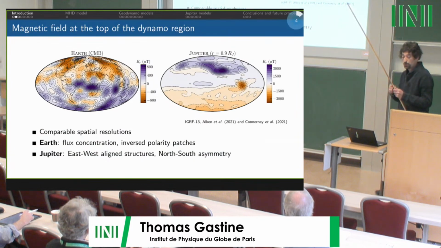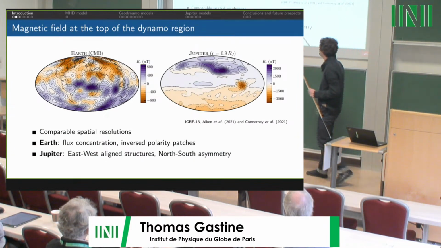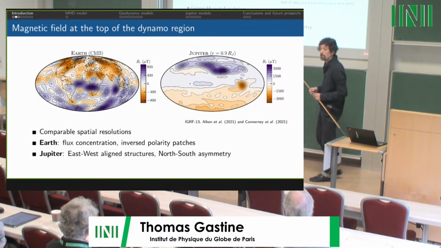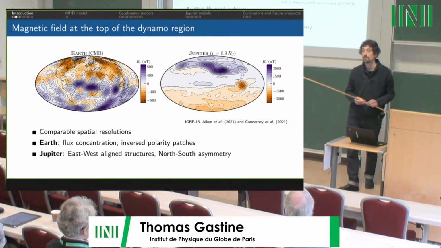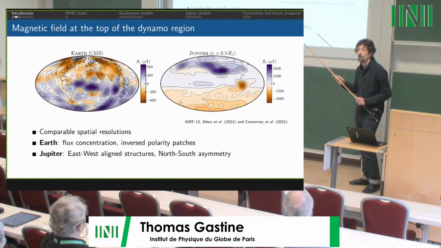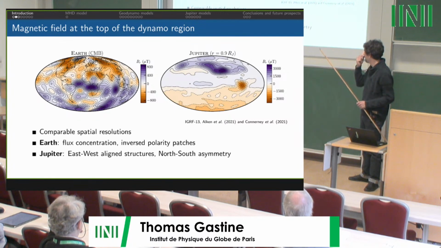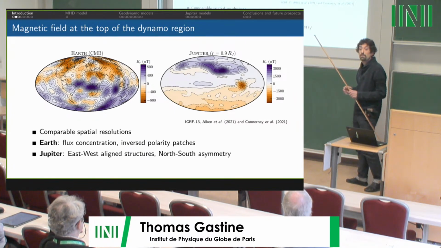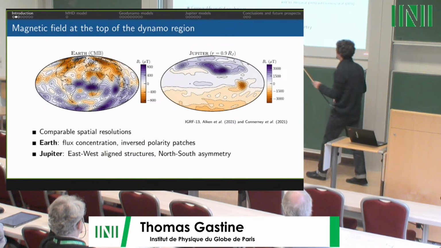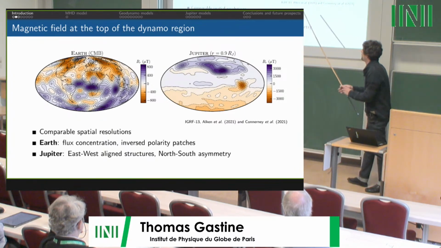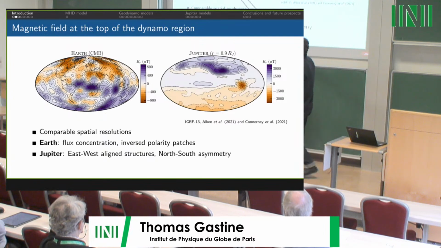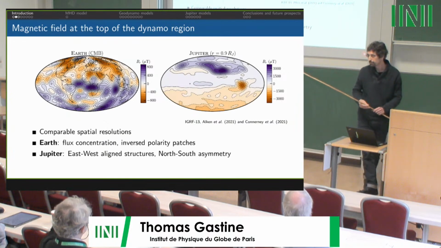If we now focus on the two planets I will mainly talk about today, and downward continue the field up to the top of the dynamo region, which will be the Earth's core mantle boundary, and something like 10% below the surface of Jupiter, we are magnifying the small-scale feature of the field, and so we still recover a dipole-dominated configuration. But for the Earth core, we now reveal these flux concentration structures and regions where the polarity of these patches are the opposite of the dominant polarity of the dipole.